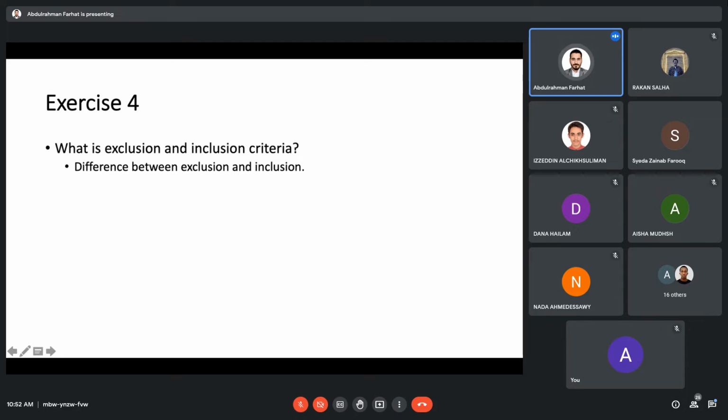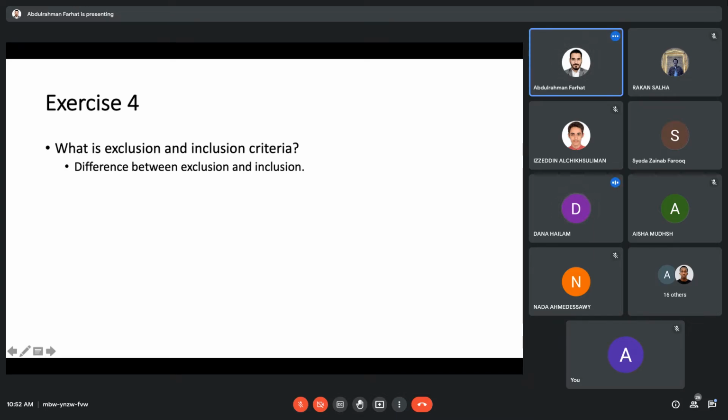Okay, so what are the exclusion and inclusion criteria? What do you know about exclusion and inclusion? What are these? And what is the difference between them? Just tell me what you think. It's kind of like the criteria that we use to know which people, or which group of the population, we have to include and which are the ones that we don't have to include.